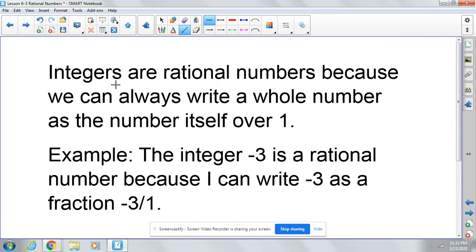All right, integers, which is what we just learned about, are rational numbers because we can always write integers as a whole number over 1. In this example, the integer -3 is a rational number because I can write -3 as the fraction -3 over 1, because -3 divided by 1 is still -3.